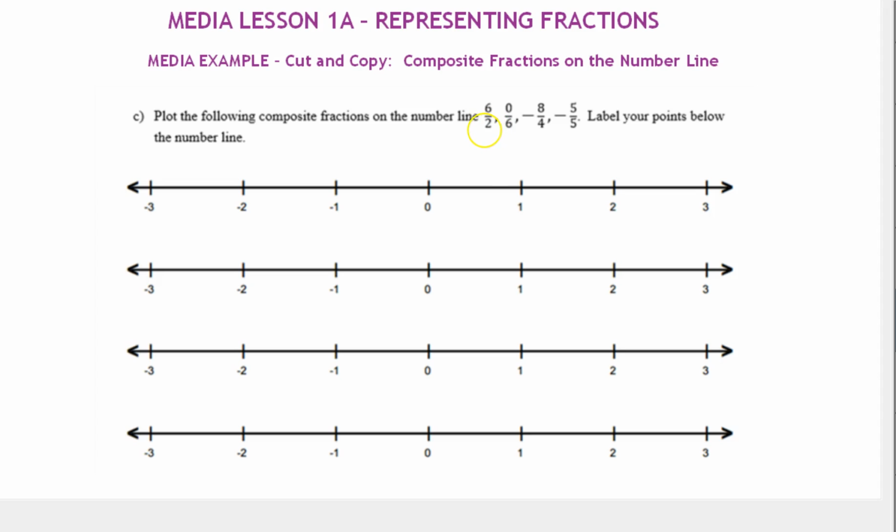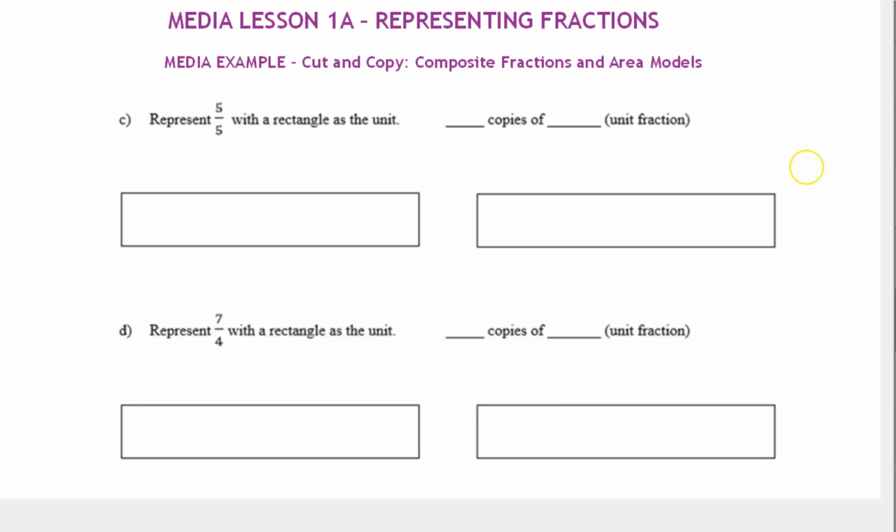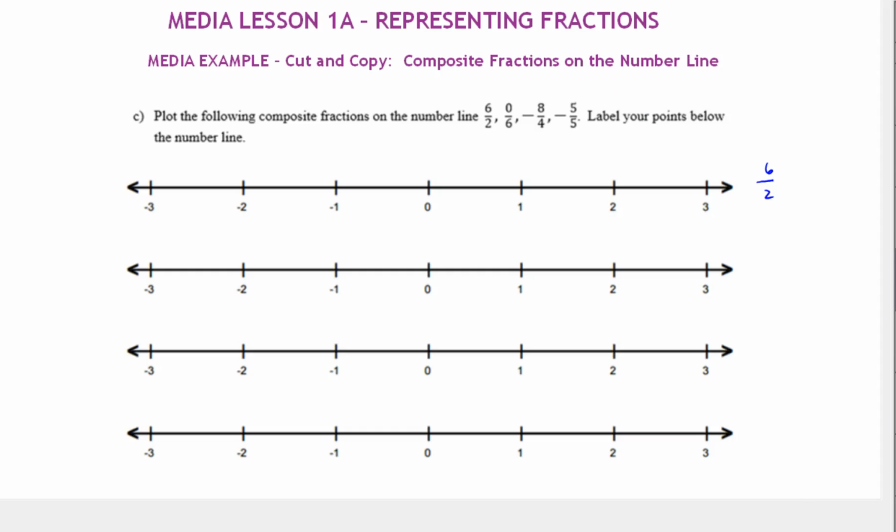So first, we have 6 halves. So I'm going to write this to the right. 6 halves, or that would be 6 copies of 1/2. And you may already see what this number is going to be equivalent to.